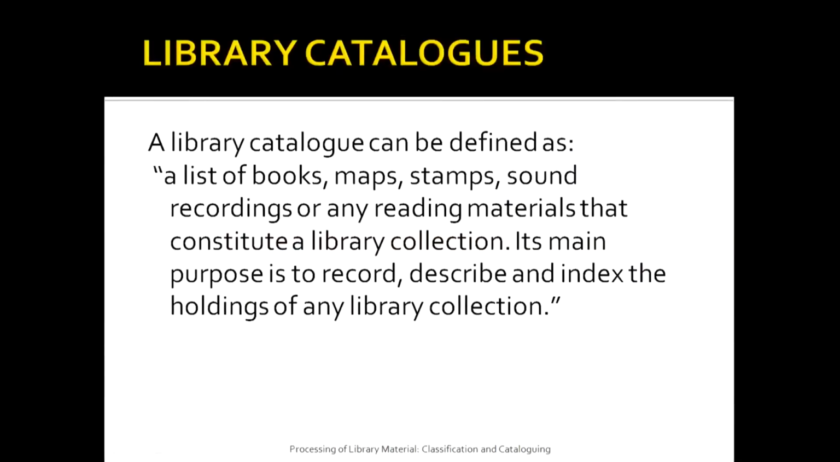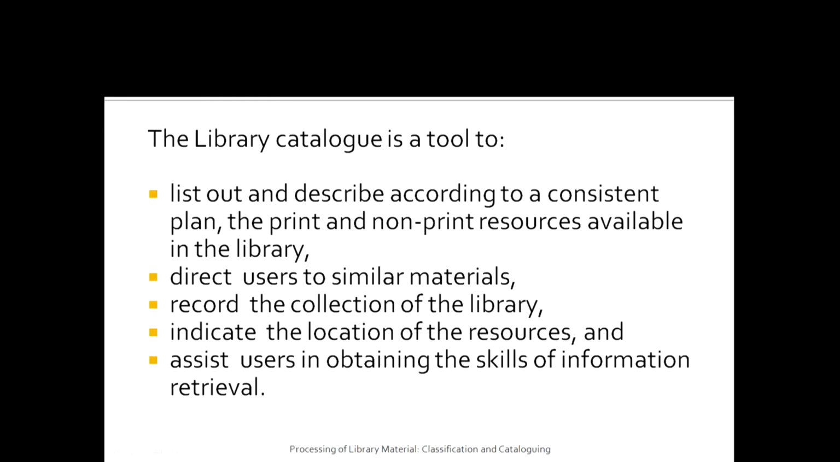Now, let us define a library catalog. A library catalog can be defined as a list of books, maps, stamps, sound recordings or any other reading material that can constitute part of a library collection. Its main purpose is to record, describe and index the holdings of any library collection. The library catalog therefore is a tool that will list out and describe according to a consistent plan the print and non-print resources available in the library.